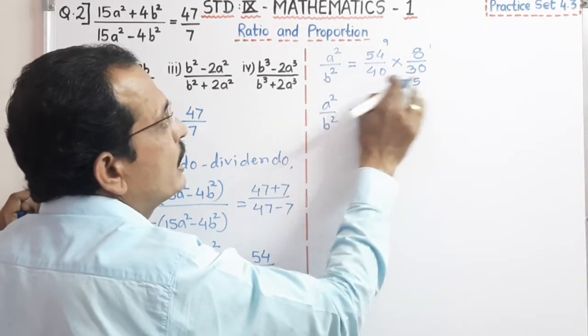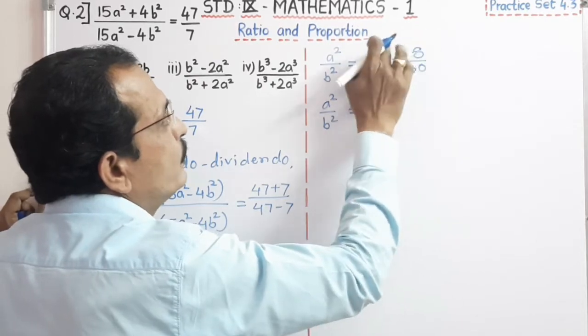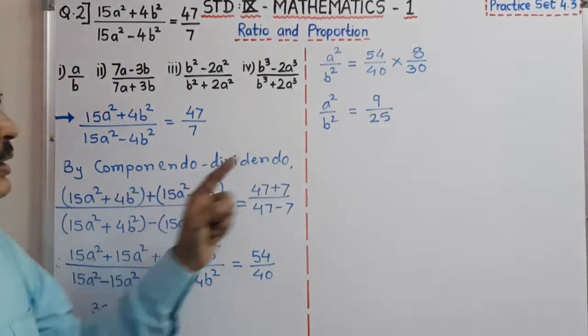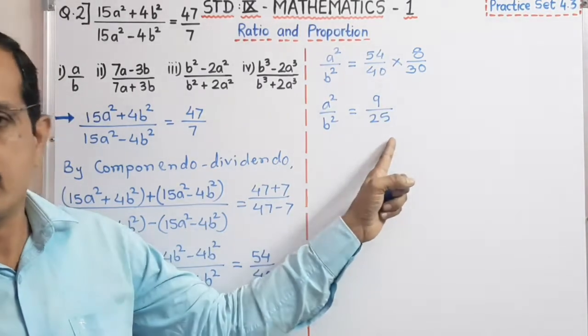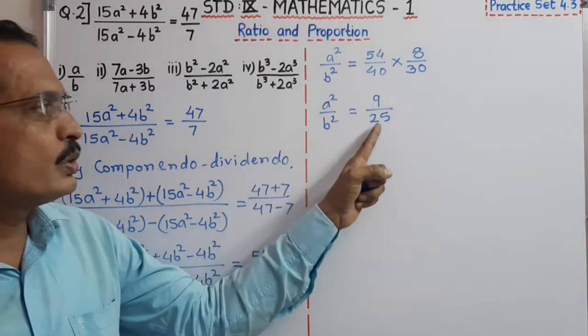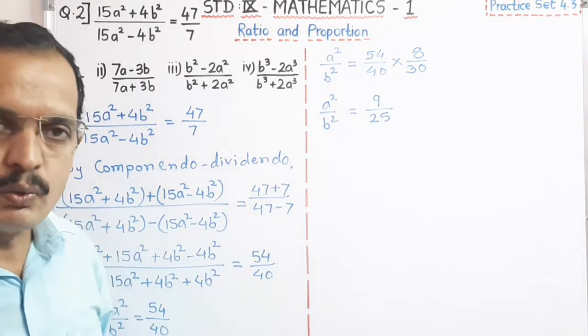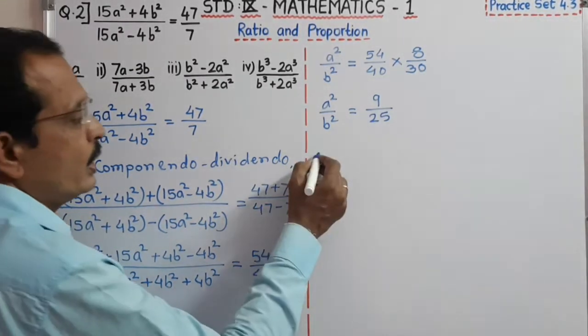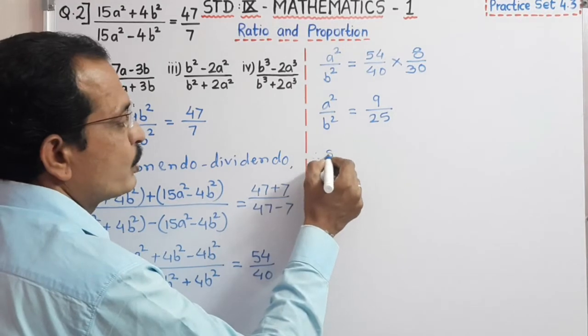We did not have to write like this. For your understanding I have written that. Now see here it is 9/25. Now dear student, we get a²/b² is equal to 9/25. Now what do we have to do? We have to take the square root of both sides.